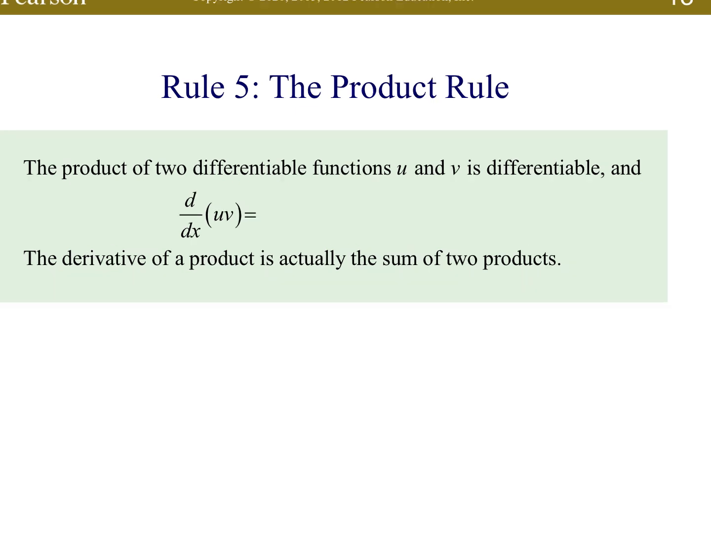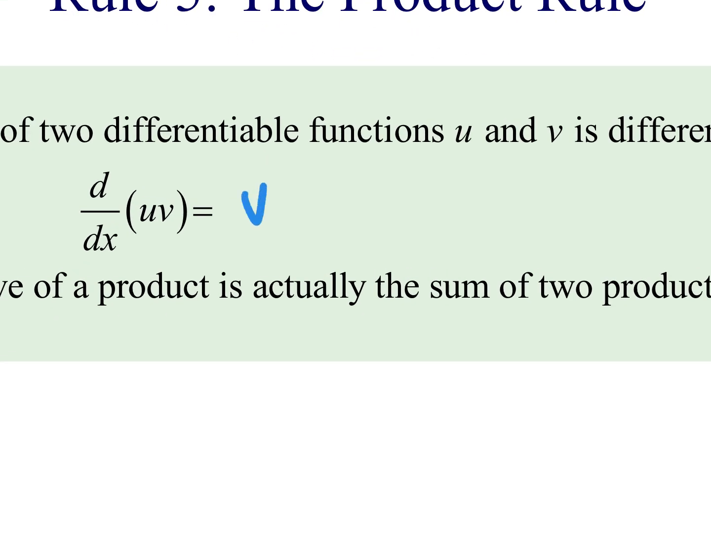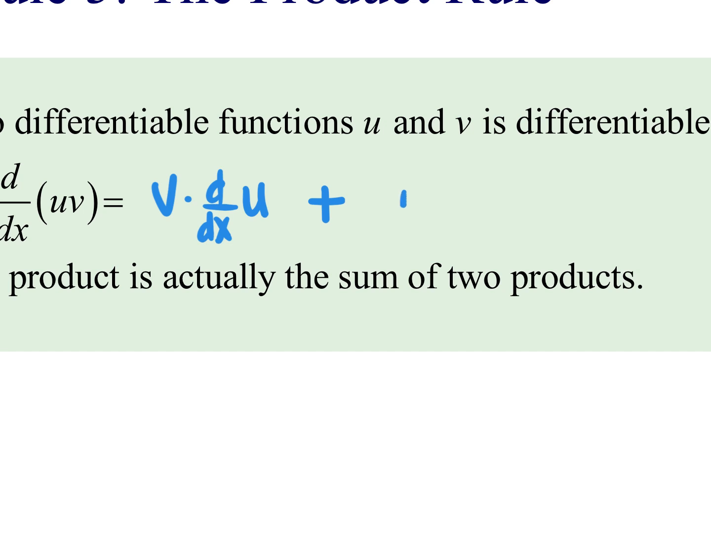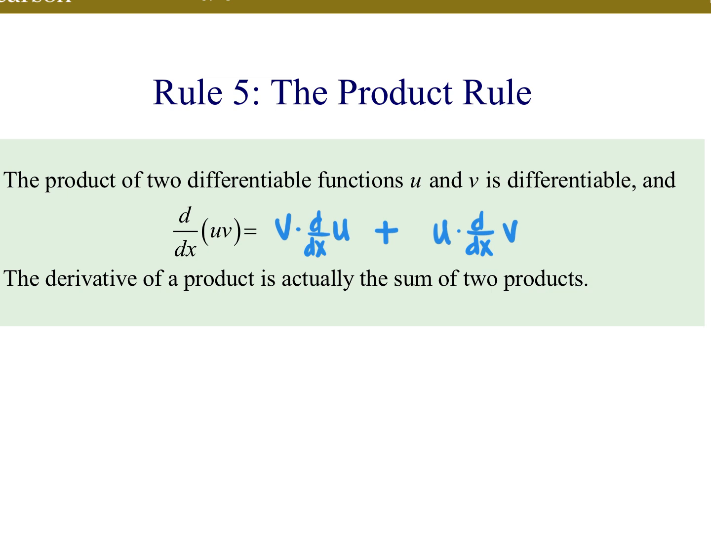It goes like this. You start with whatever v is. That comes first. Next to v, you multiply it by the derivative of u. So v stands alone, and then you multiply it times the derivative of u. You add to that the other combination, where u will stand alone, and then you take the derivative of v. This is called the product rule.